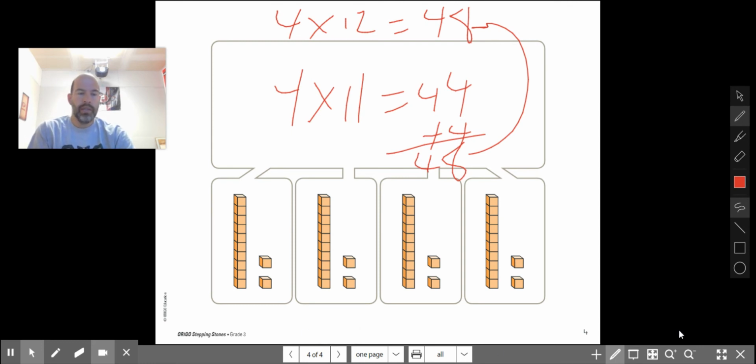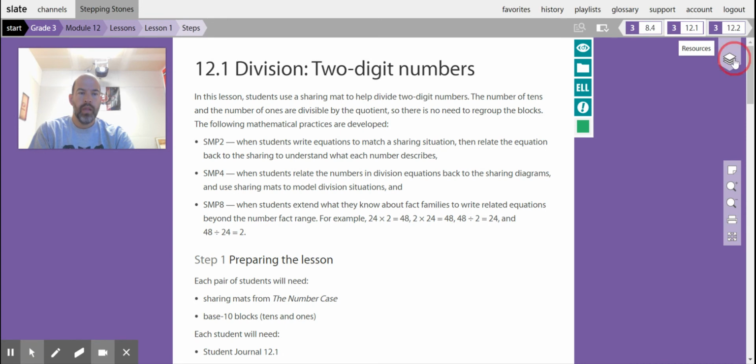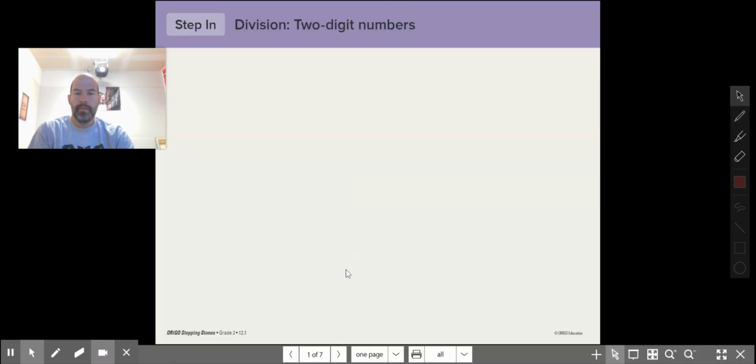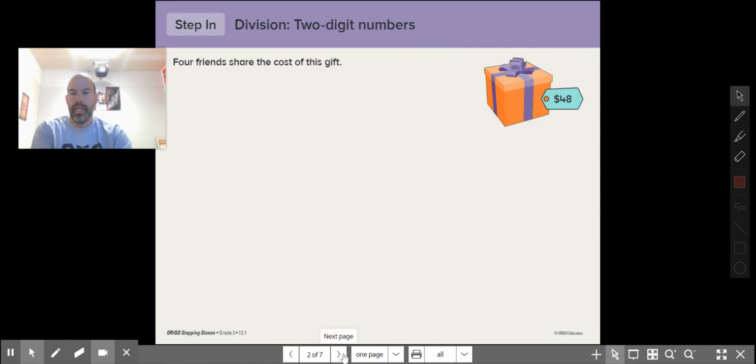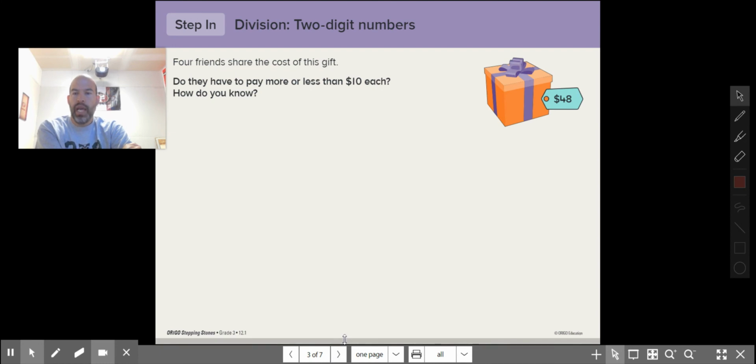All right, let's get into our lesson real quick. So in our lesson, we have this example. It says, 4 friends share the cost of this gift. So the gift costs $48. 4 friends are going to each share equally in it. Do they have to pay more or less than 10? How do you know? All right. If we said 10 times 4 is 40, so it'd be more than, right? By using multiplication, we can quickly decide that it is more than 10.